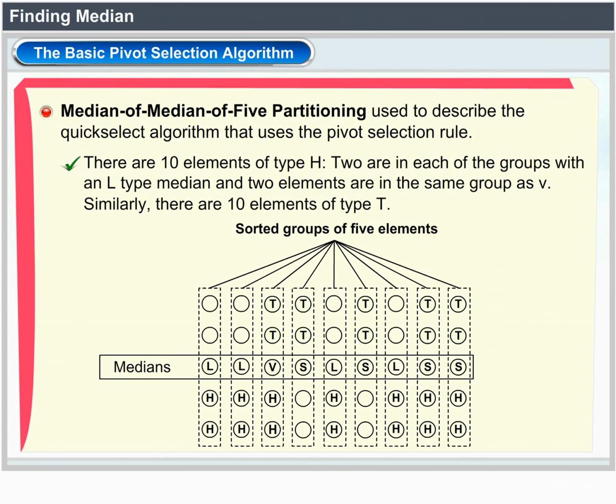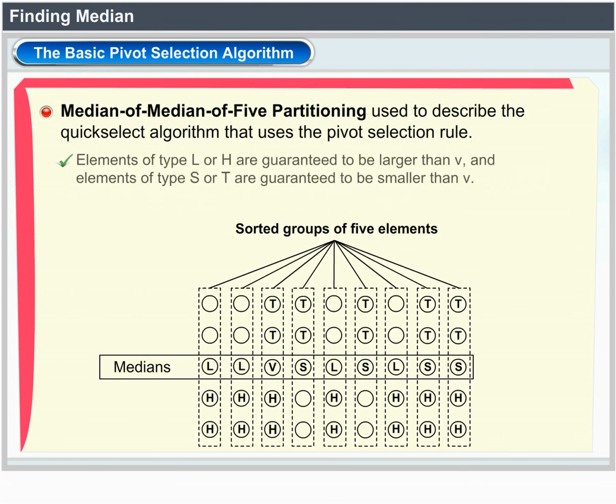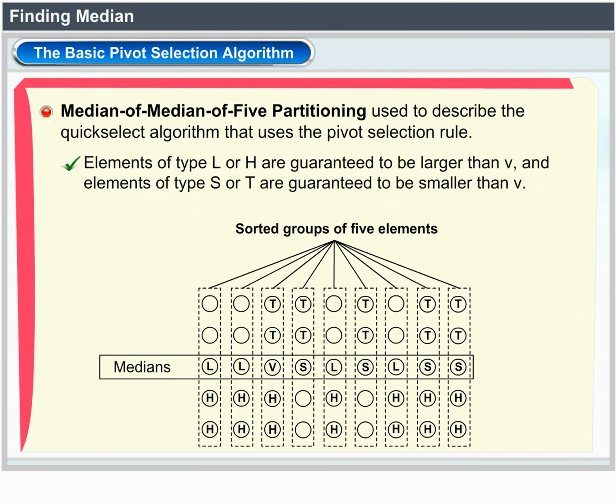There are 10 elements of type H. 2 are in each of the groups with an L-type median and 2 elements are in the same group as V. Similarly, there are 10 elements of type T. Elements of type L or H are guaranteed to be larger than V, and elements of type S or T are guaranteed to be smaller than V.